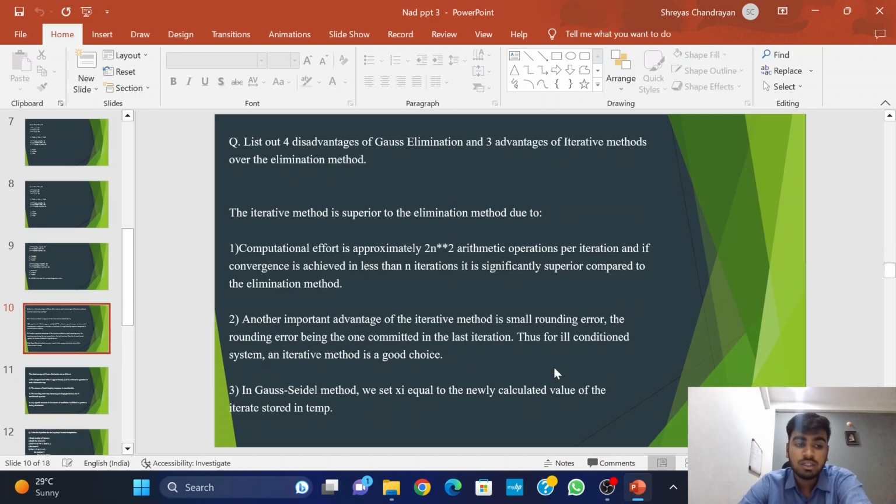Now let's see the next question. List out 4 disadvantages of Gauss elimination and 3 advantages of the iterative method over elimination.